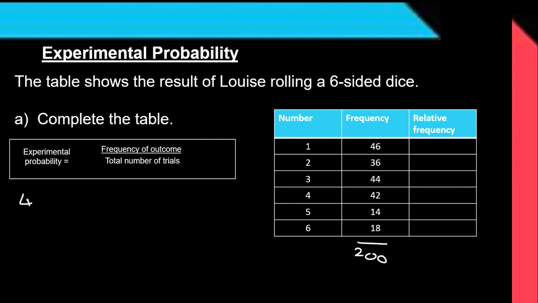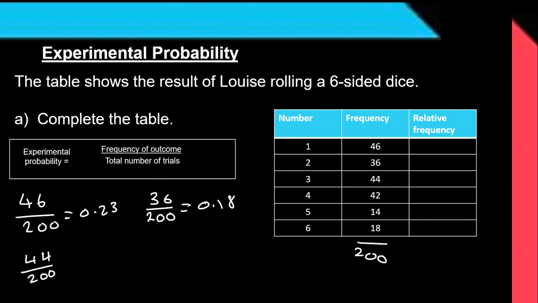So the first one is 46, and we divide that by 200, and we get 0.23 as a decimal. How many times do we expect to get the 2? Well, she got it 36 times out of the 200, so we'd expect it to be 0.18. For 3, it was 44 out of 200, and we expect that to be 0.22. The 4 is 42 over 200, and the relative frequency for that one is going to be 0.21.